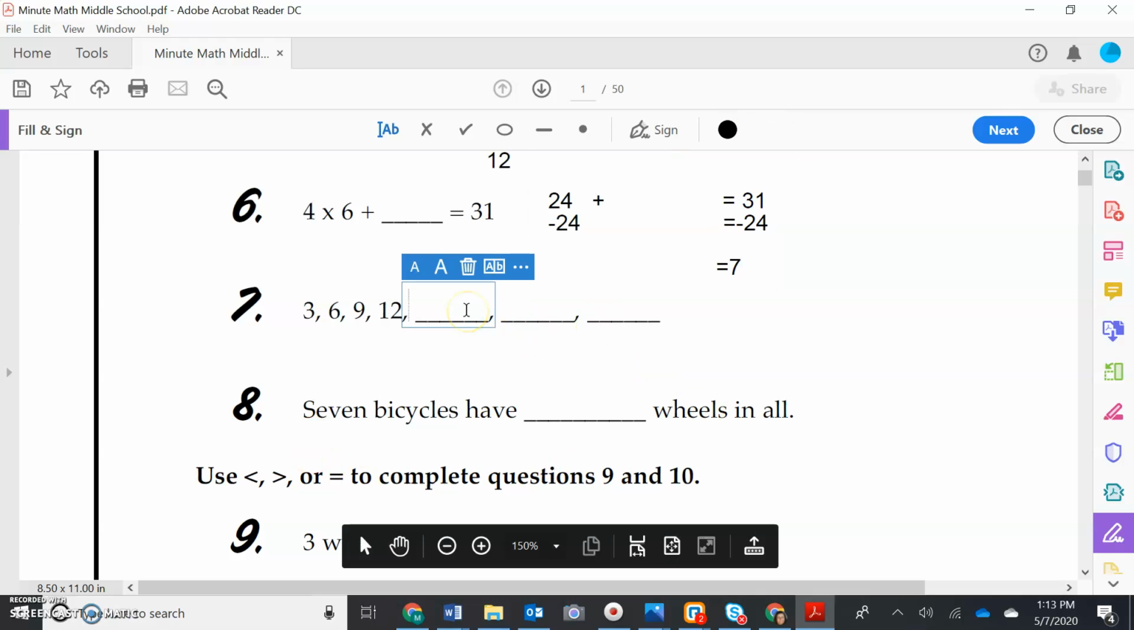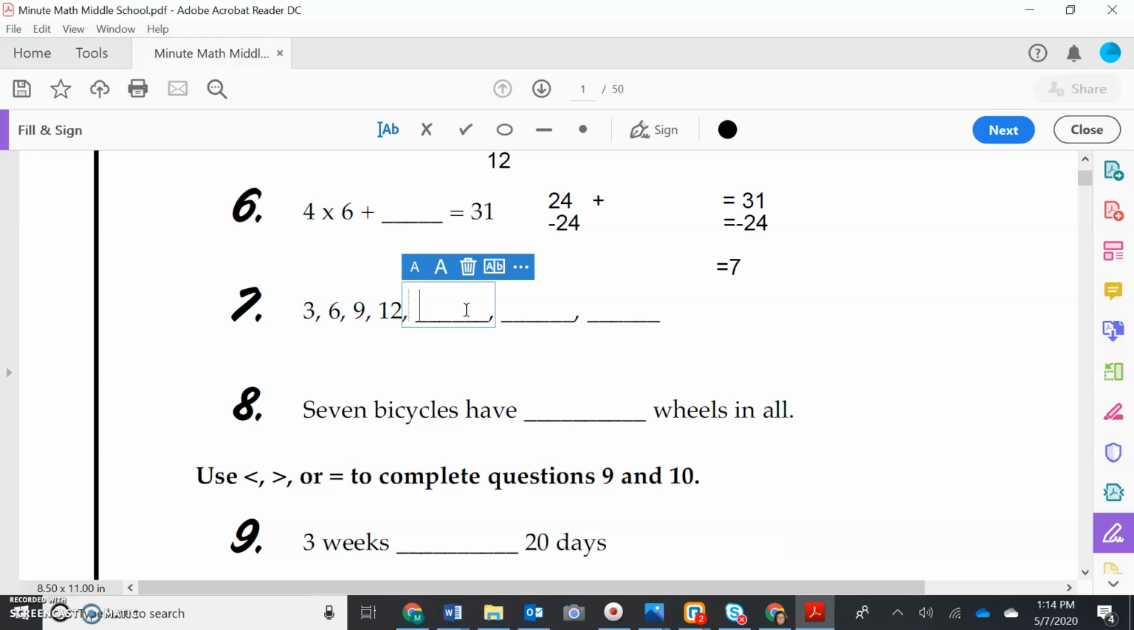Okay, now look. In this pattern, you see that they add 3 every time. So 3 plus 3 is 6. 6 plus 3 is 9. 9 plus 3 is 12. 12 plus 3 is 15. 15 plus 3 is 18. 18 plus 3 is 21. Very good.